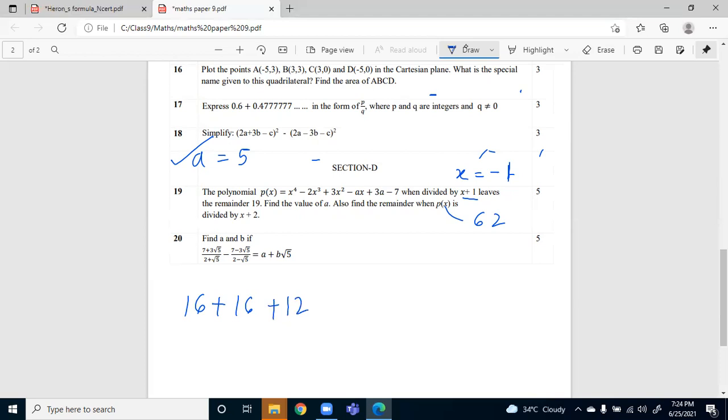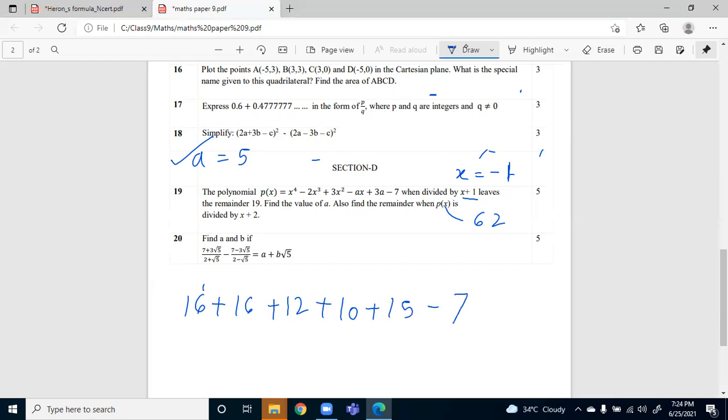Then the value of a that you have substituted is 5. Then 5 and minus 2 makes plus 10. Then 3 into 5 is 15, minus 7.